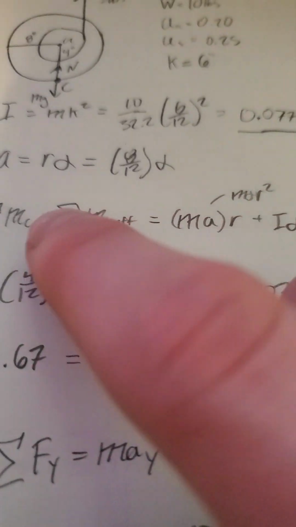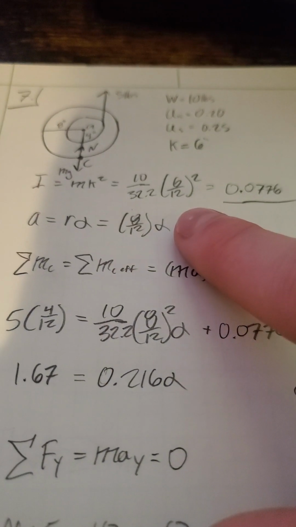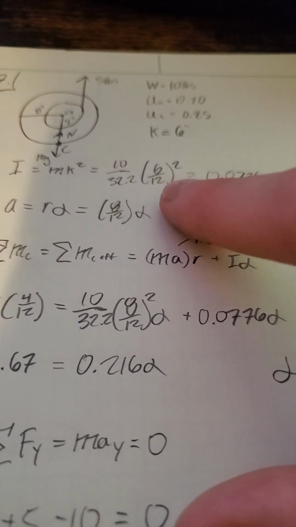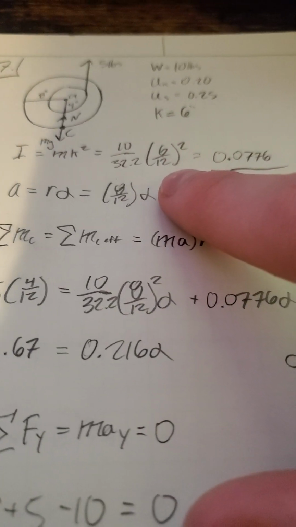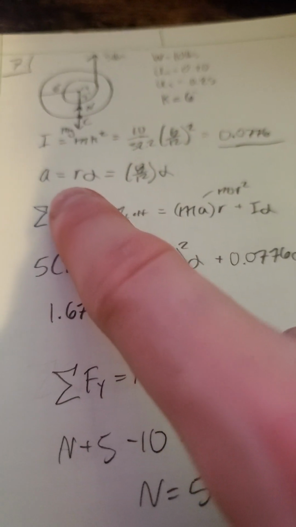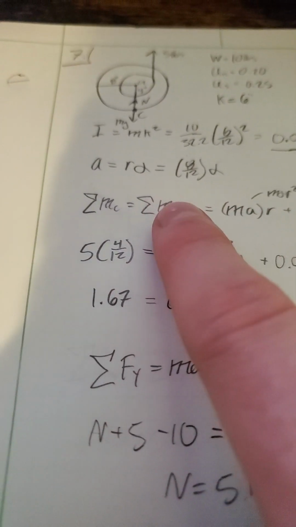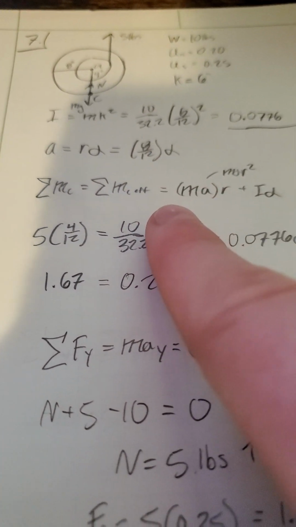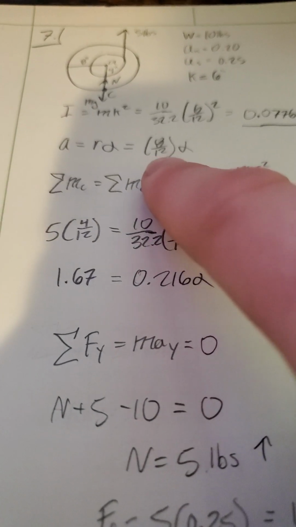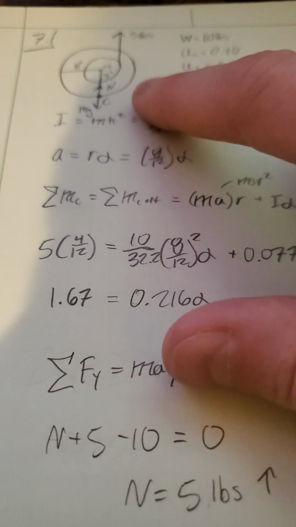Okay, so I just started by solving for the mass moment of inertia by using the radius of gyration. I converted this to feet, which is why that's divided by 12. And that's going to give us our mass moment of inertia. And then the acceleration, same thing as before, r alpha. And I, again, converted that to inches. And then I actually just took the moments about C.